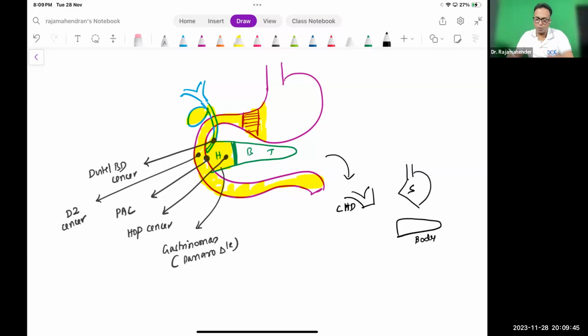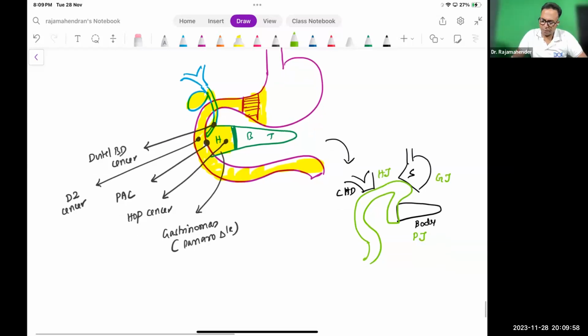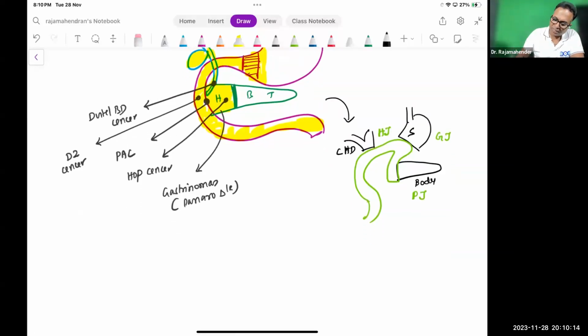So what will I do now? Now I will bring a jejunum and anastomose with 3 structures. 3 anastomoses are done: pancreatico-jejunostomy, gastro-jejunostomy, hepatico-jejunostomy. PJ, GJ, HJ. So 3 anastomoses are done in Whipple's operation. So Whipple's operation is removal of head of pancreas and duodenum, and the patient is now done 3 anastomoses, GJ, PJ, HJ.